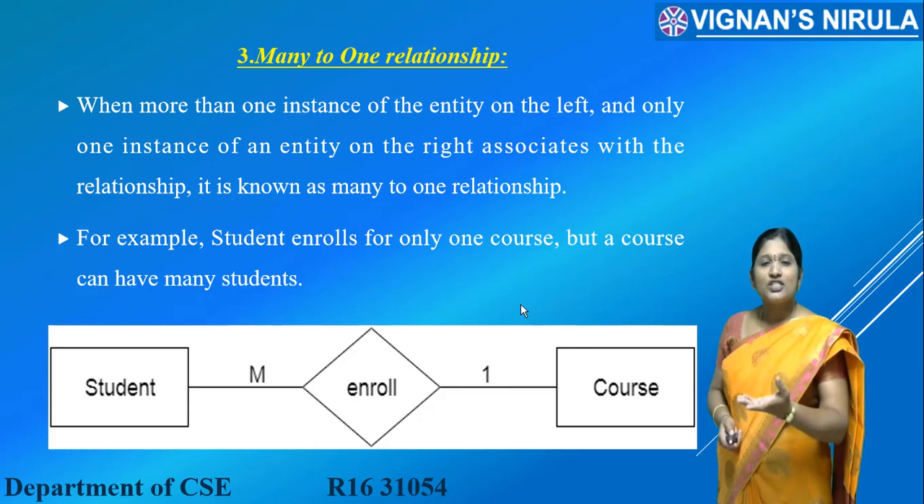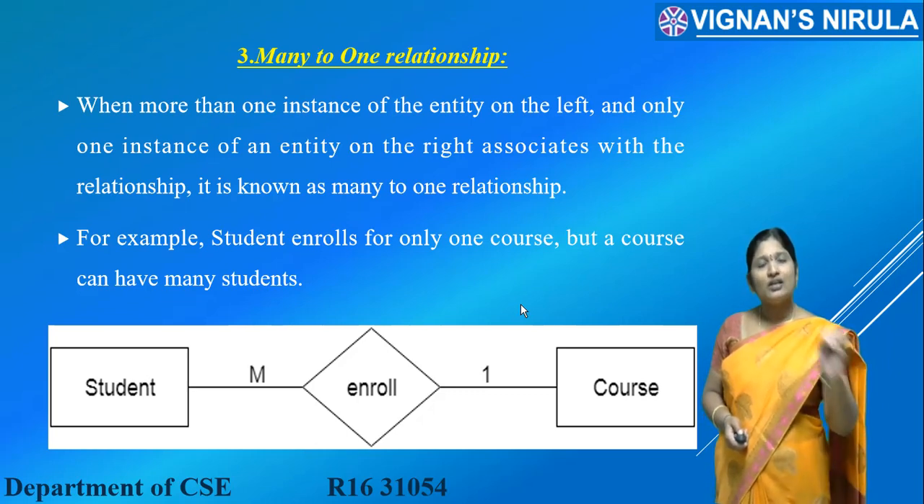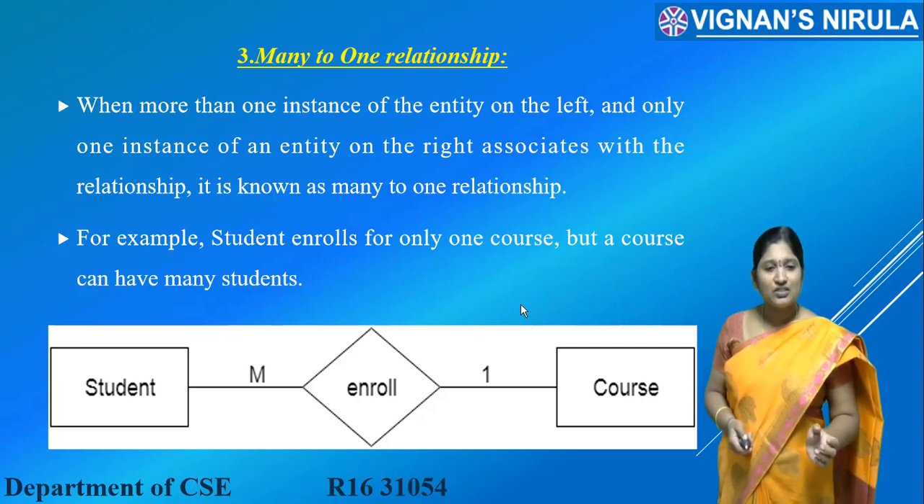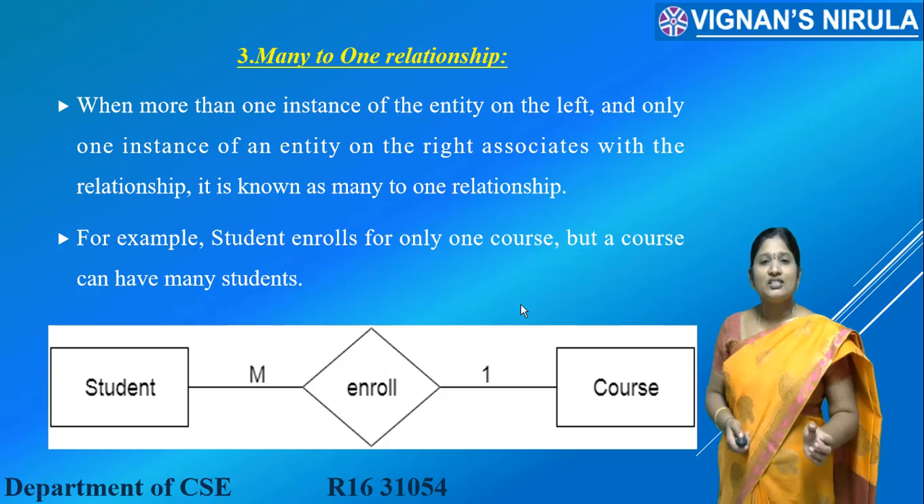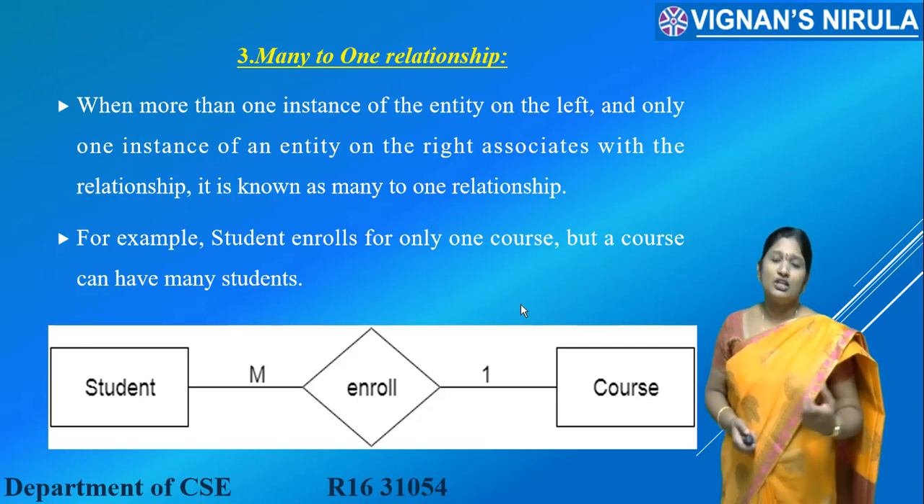S1 has enrolled in C1. S2 has enrolled in C2. S3 has enrolled in C3. So what is the database that has been given for you? Student enrolling in particular courses. So what are the entities? Student is one entity set and course is the another entity set. What is the kind of relationship? Enrolling. Student enrolls to a particular course.